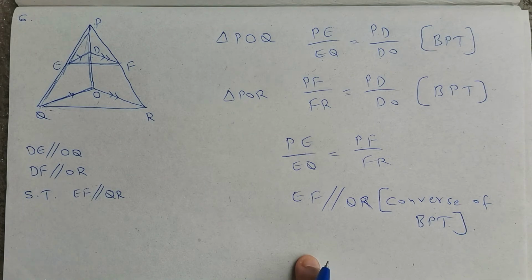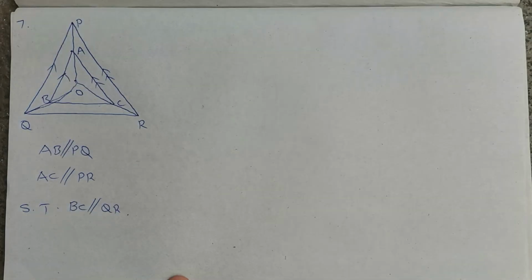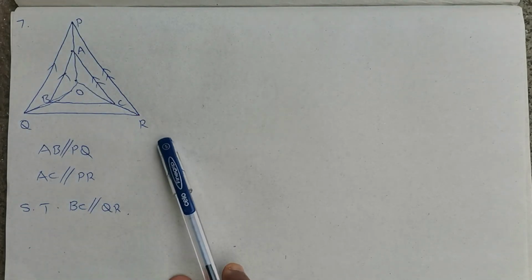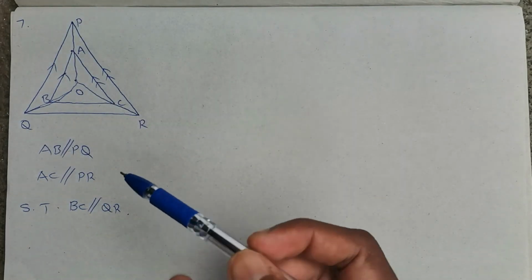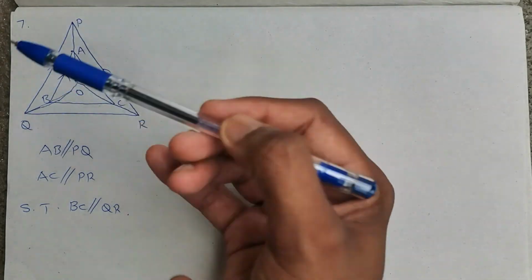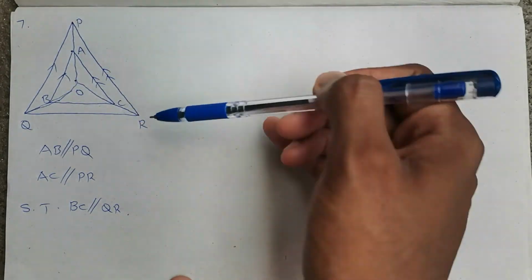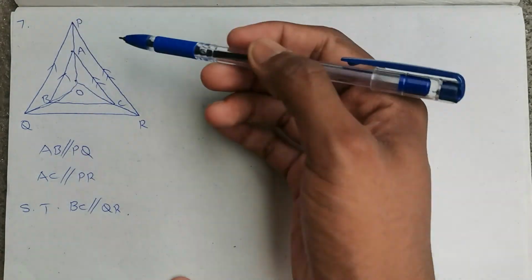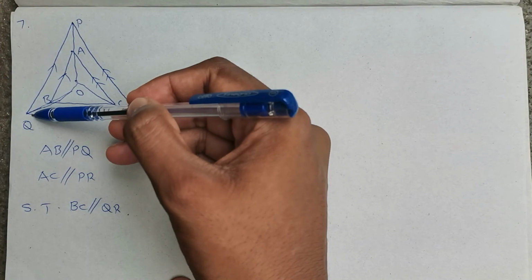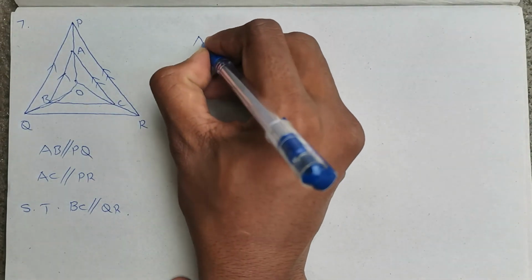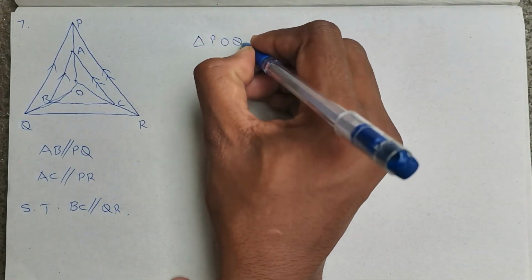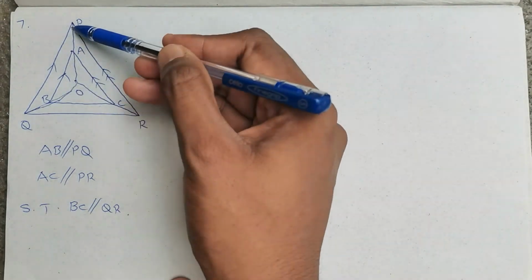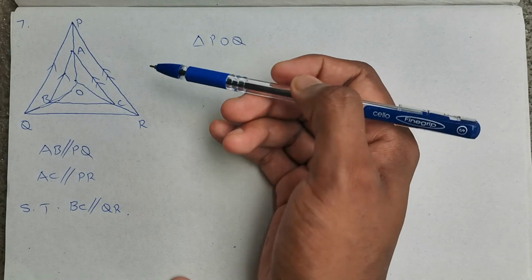Next, question number 7. We have a bigger triangle PQR, and inside some lines are joined. He is mentioning that AB is parallel to PQ and AC is parallel to PR. If we observe this clearly, here I will take triangle POQ. In the POQ triangle, AB is parallel to PQ, so I will apply BPT.